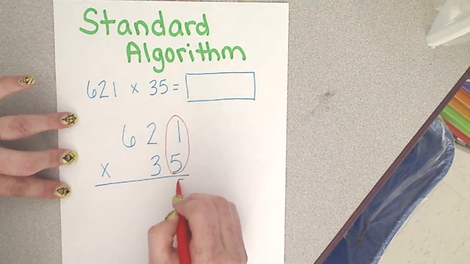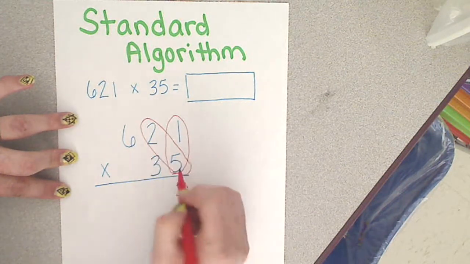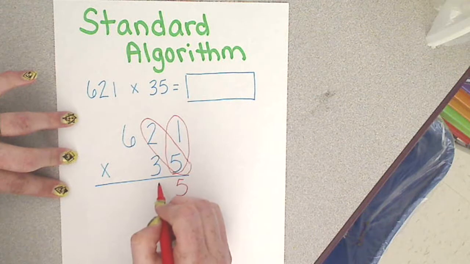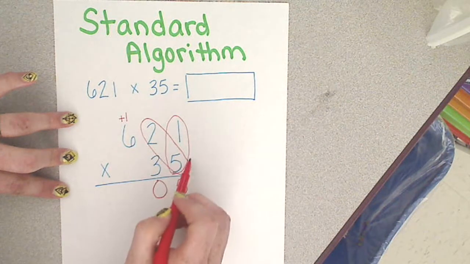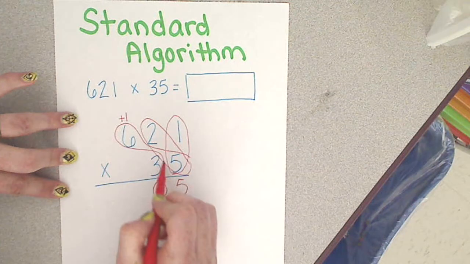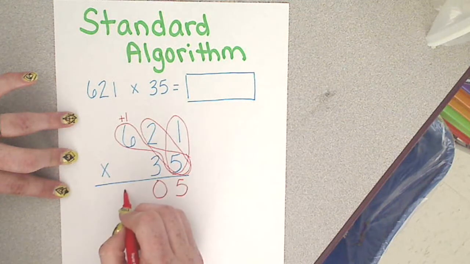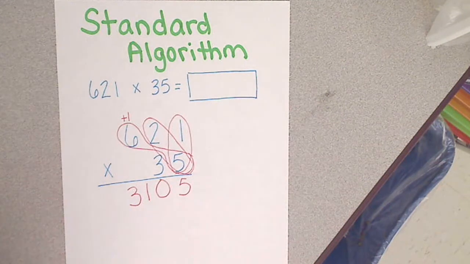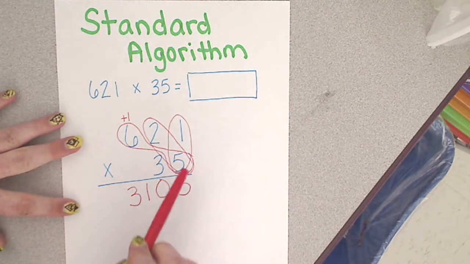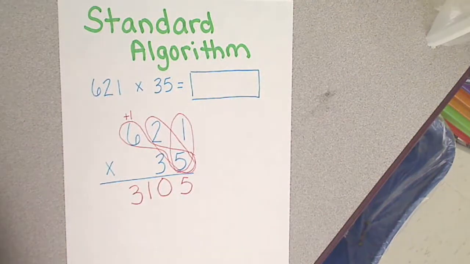1 times 5 is 5. Tens to ones, 2 times 5 is 10. So we leave our ones, carry our tens, and then hundreds to ones, 6 times 5 is 30, plus 1 is 31. Now I'm going to change colors. I am done with that 5. I do not need to touch this anymore. I don't need to touch those numbers for right now. I'm going to switch to a green.